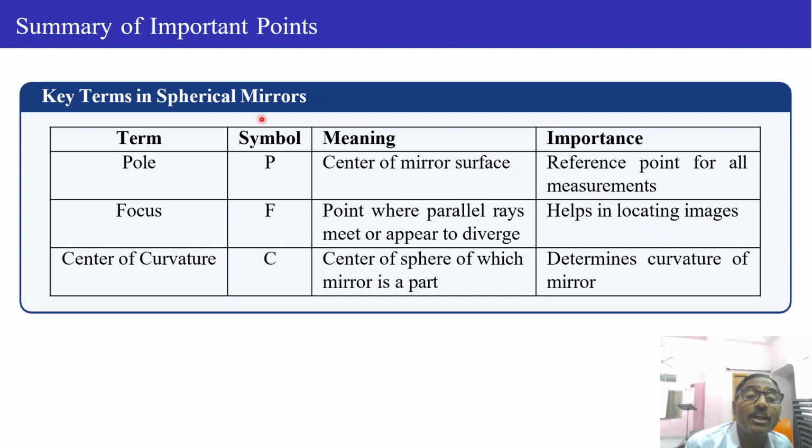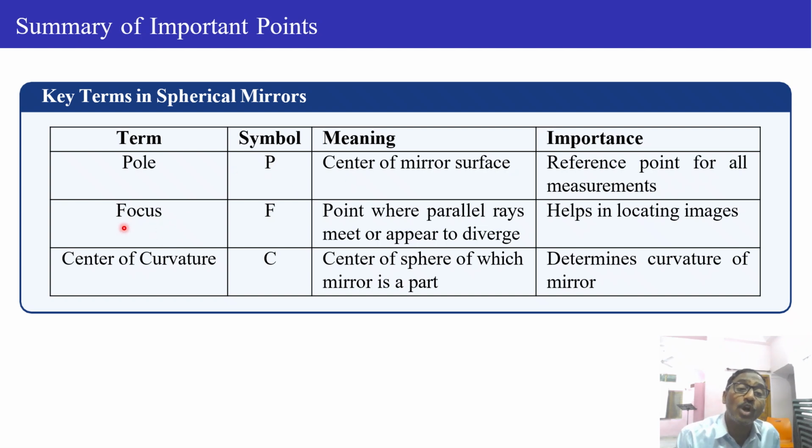Key terms in spherical mirrors. Pole, we represent it by P. Meaning center of the mirror's surface. Importance: reference point for all measurements. All measurements we measure from the pole. We think of the pole as a starting point to measure all types of distances in case of concave and convex mirrors.